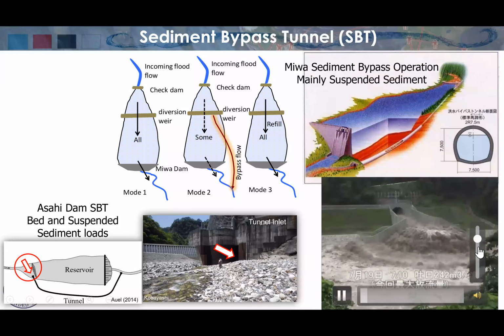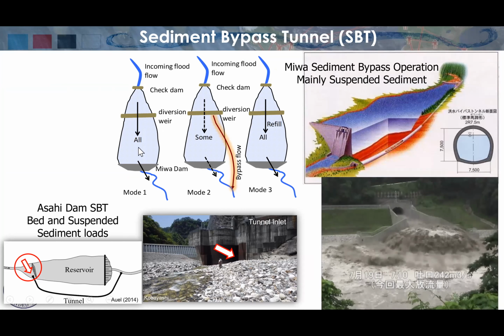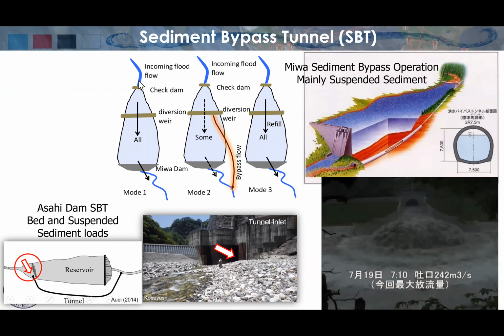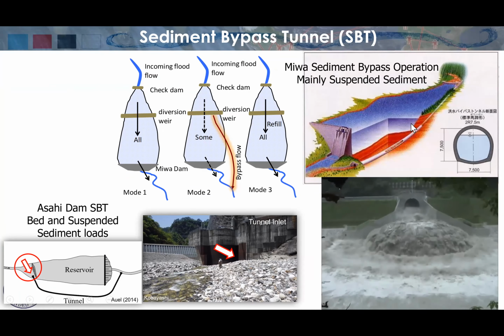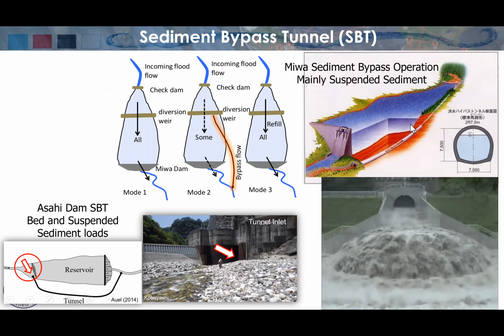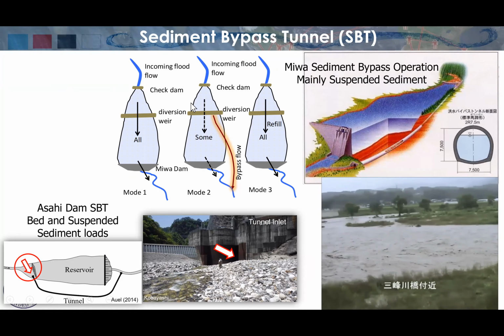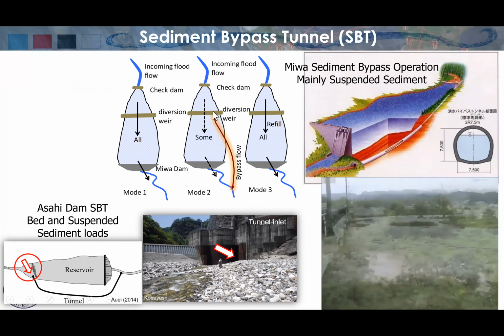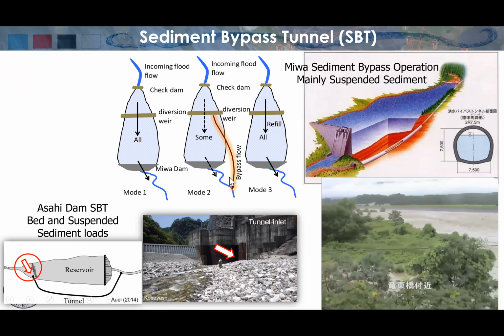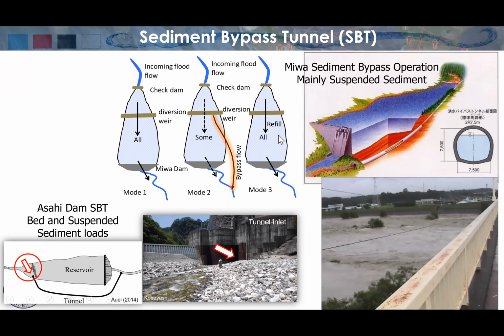This is another example of what we call sediment bypass. So flow, and this is the check dams, diversion weir, this is the main dam. And they have a bypass tunnel like this, very long, sometimes more than 2.5 kilometers. During the flood, they start to open the gate and divert flow and the sediment. And after that, they stop again to refill the reservoir.